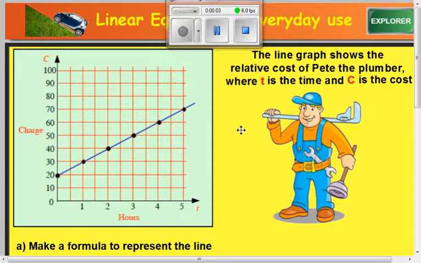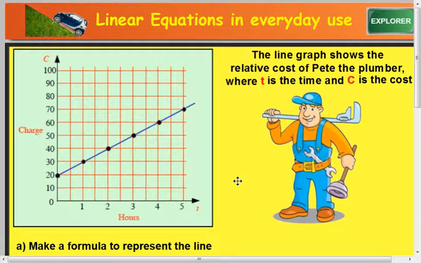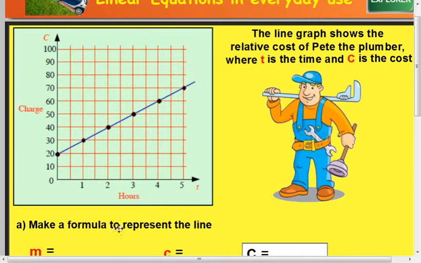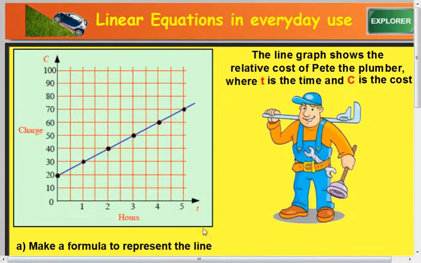In this lesson, we're going to look at a more complicated example of linear equations in everyday use. There's just a wee bit more to it than the last lesson, but let's have a look at it anyway. The line graph shows the relative cost of Pete the plumber, where T is the time and C is the cost. So this is a graph here. We can see he's charging some money depending on how long he works for. It says here, make a formula to represent the line.